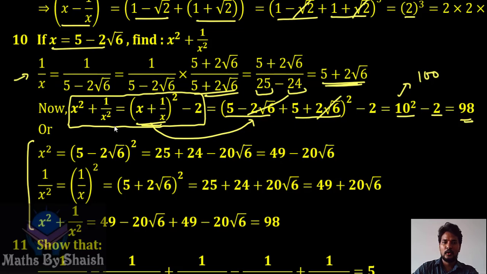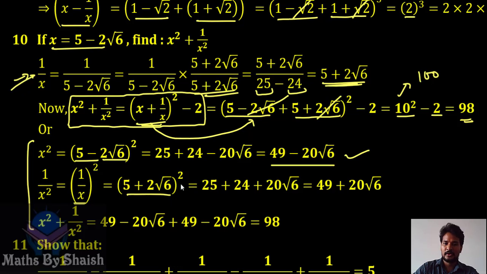And if we don't know this identity, then how to do it? We have to calculate x square first of all by taking the (a minus b) whole square identity. We get 49 minus 20 root 6. 1 upon x square of course we require, because we need to calculate the sum of it. So 1 upon x square is (1 upon x) whole square, that is (5 plus 2 root 6) square, because we have calculated it here.